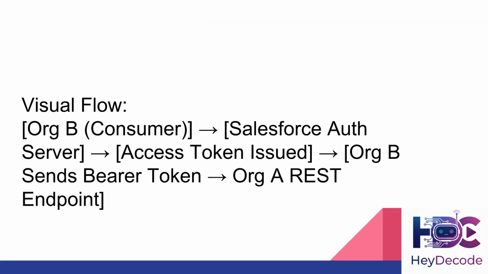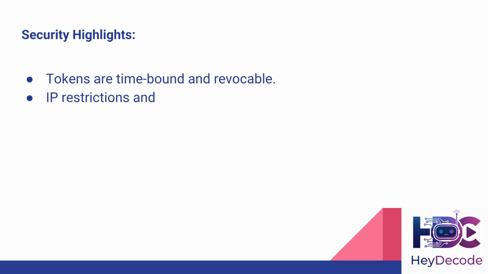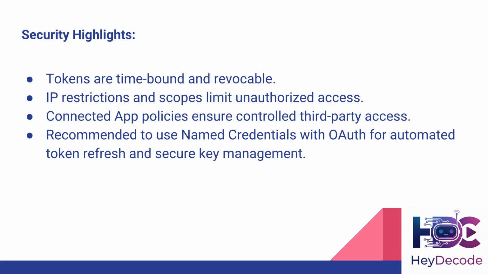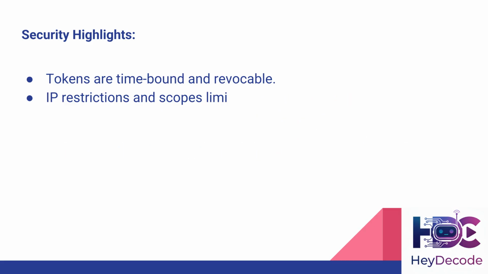The visual flow demonstrates Org B initiating the process with the Salesforce auth server, receiving an access token, and then sending that bearer token to Org A's REST endpoint for secure data exchange. Security highlights include time-bound and revocable tokens, IP restrictions, and connected app policies to control access. Using named credentials with OAuth is recommended for automated token refresh and secure key management.